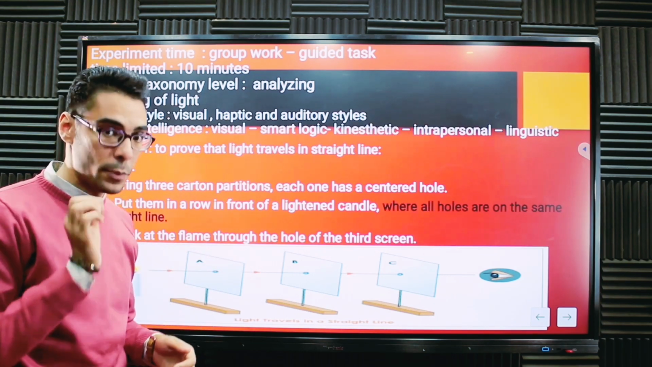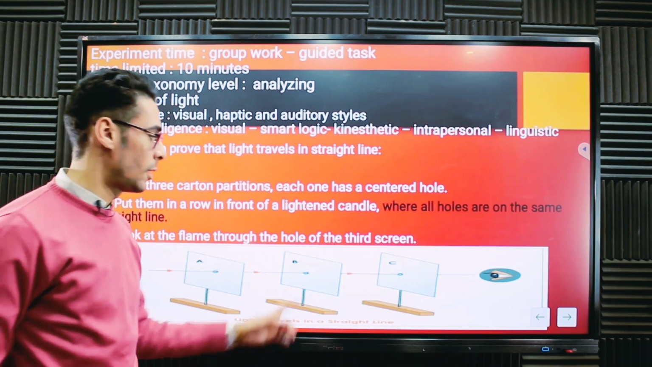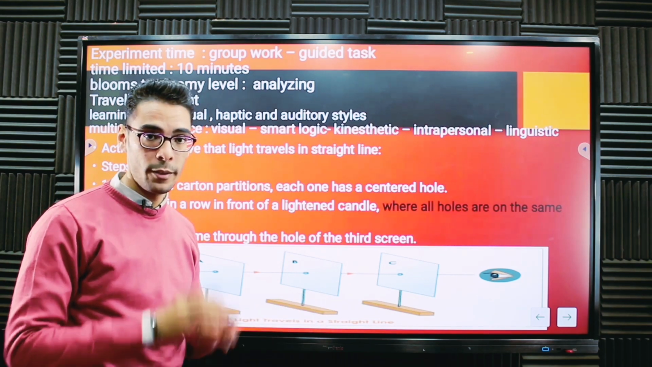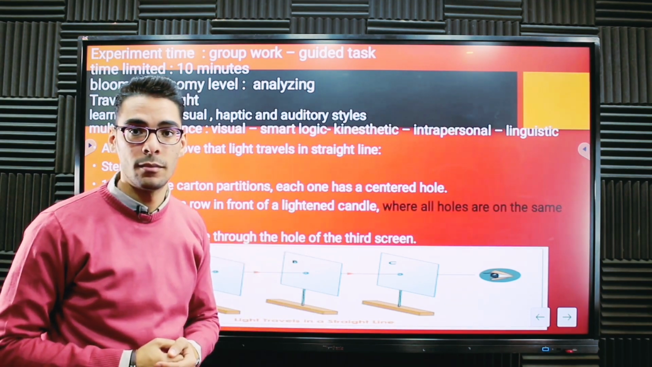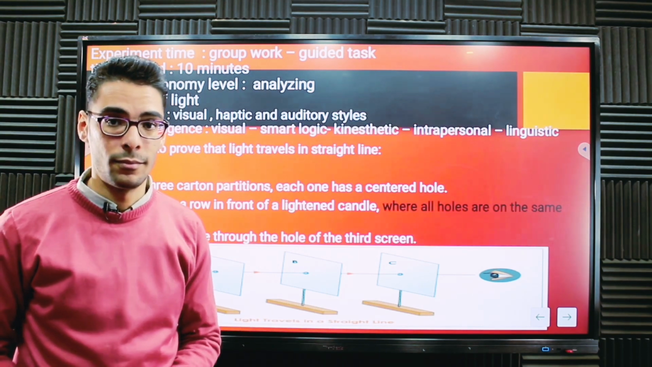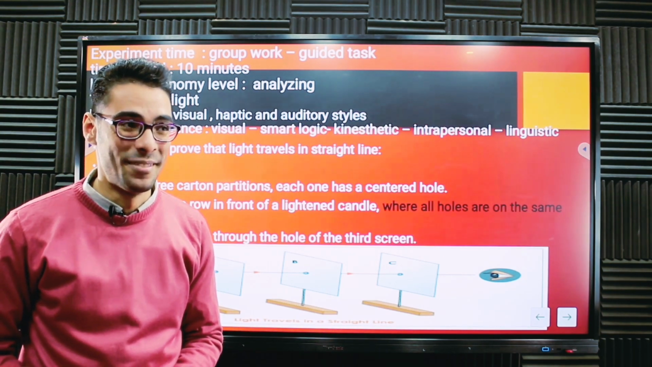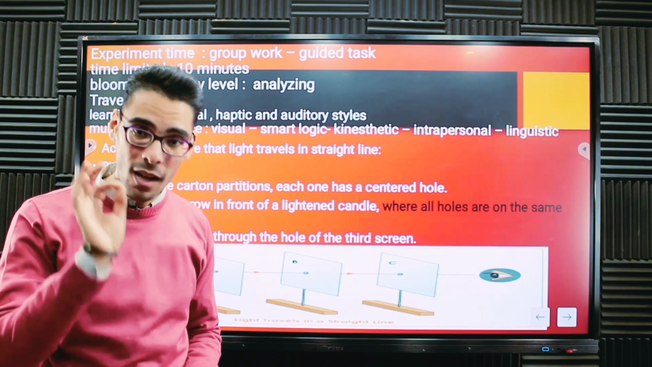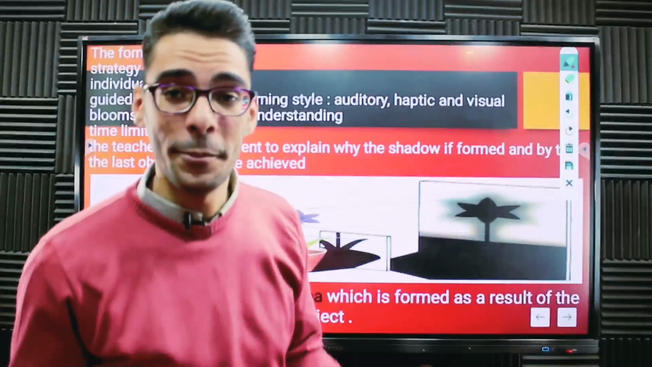The next step, prove that the light travels in a straight line. Bring any partition, especially the middle one, to the left or the right hand side. Can you see the light? No. Why? Because the light cannot travel in curved lines. It travels only in a straight line. The next part is really important.